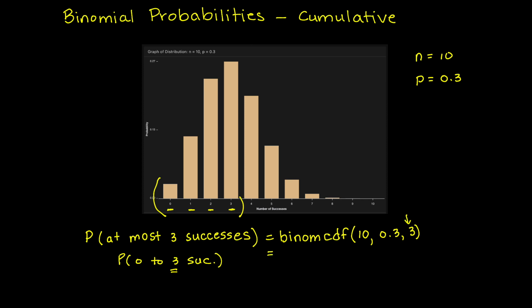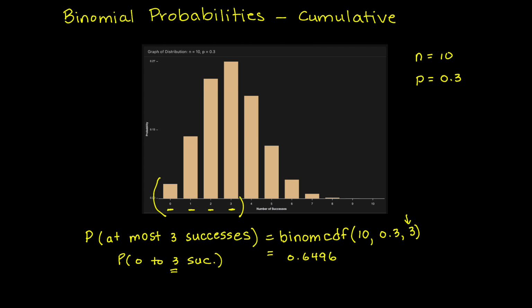When I put this into the calculator, I get 0.6496. And that's how you would calculate that. So that's the most straightforward of these cumulative probabilities.